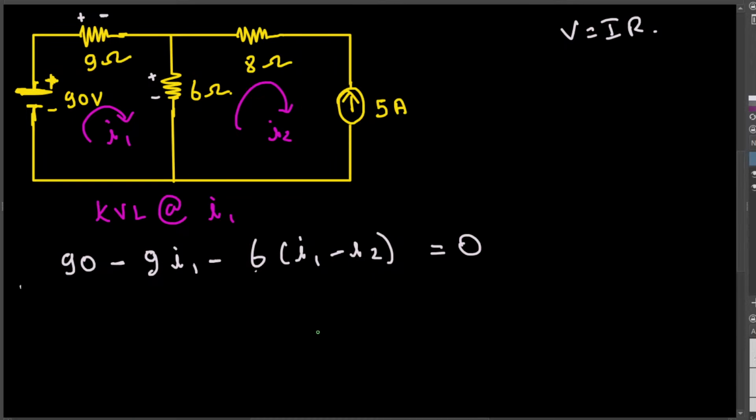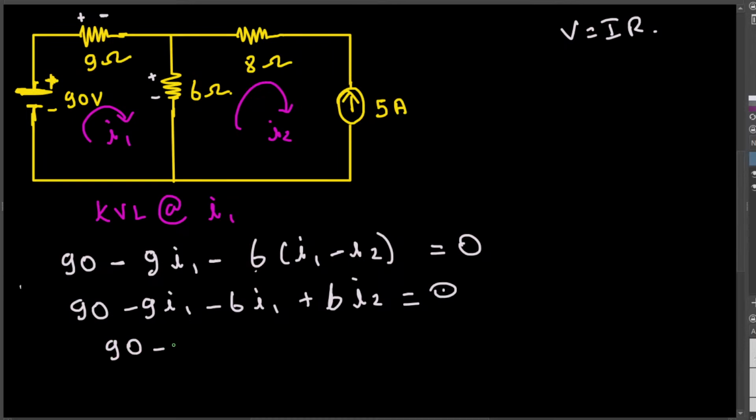Let's go ahead and simplify this one. This is 90 minus 9 I1, and then minus 6 times I1, that's minus 6 I1, and then we have minus 6 times minus I2, that is plus 6 I2. That's equivalent to 0. Now let's add the like terms. Minus 6 minus 9, that's minus 15. So 90 minus 15 I1 plus 6 I2 is equivalent to 0.